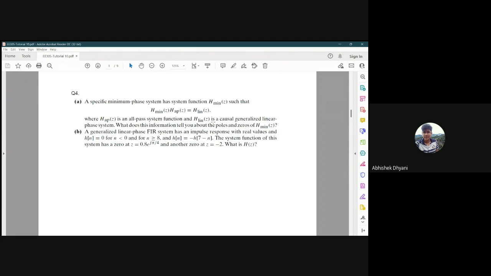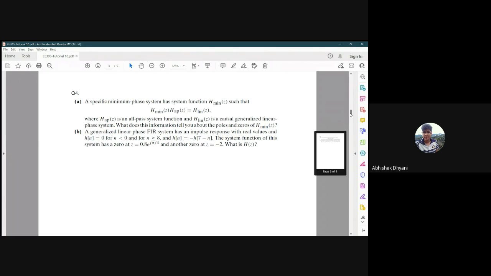Okay, so basically we have two system functions. One corresponds to minimum phase systems, which means that all its poles and zeros are inside the unit circle. And one is the all pass, which means that its poles and zeros are reciprocal pairs of each other. And when we take the product, it is giving us a causal generalized linear phase system. So it's asking us what can we say about this H min z.